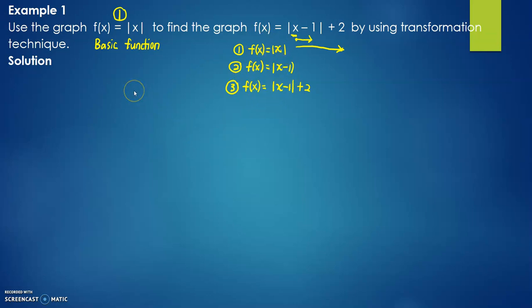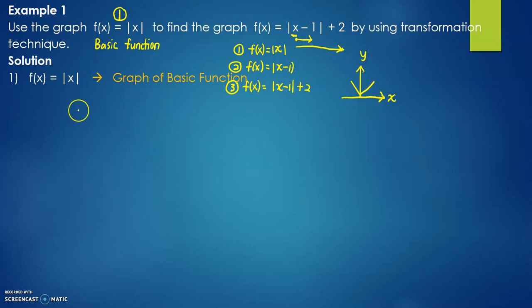So now we look at the first graph, f(x) = |x|. This is the graph of the basic function, and you need to know it is in the form of a V shape. This is the graph for y = |x|. For the second graph, f(x) = |x - 1|, this is moved to the right by 1 unit. How are we going to know it is moved to the right? Here is x - 1.